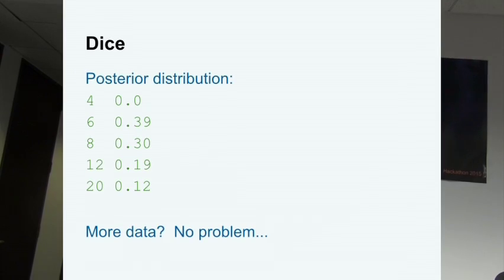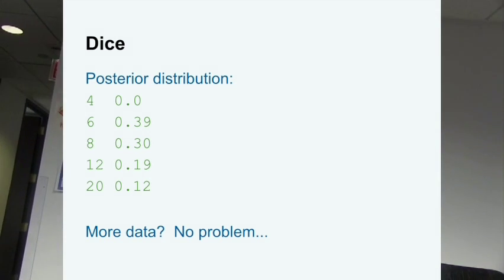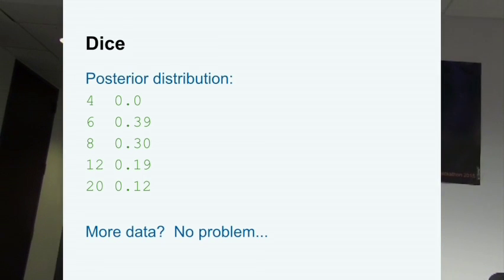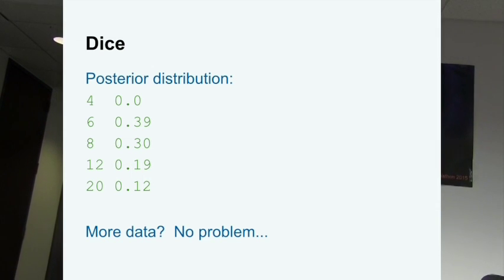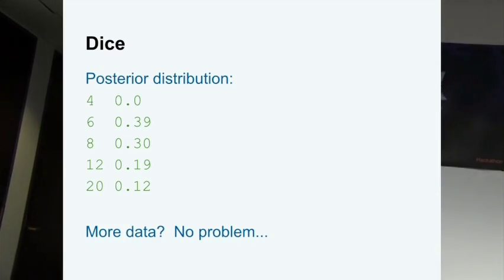Okay? So the 4-sided die has been ruled out. It has posterior probability 0. The 6-sided die is about 40%, 30%, 20, 10-ish. The higher valued dice are less likely because any particular outcome is less likely the more sides you've got. So that's what that outcome looks like.